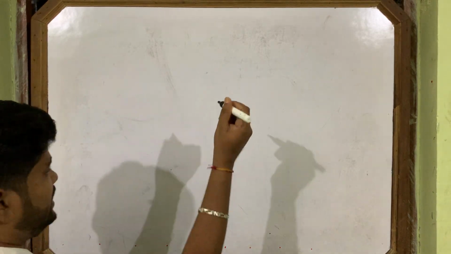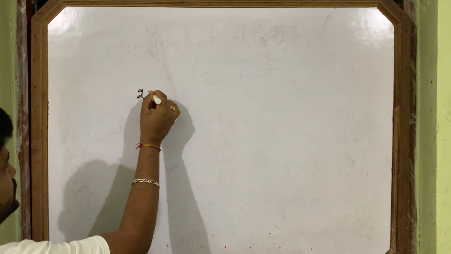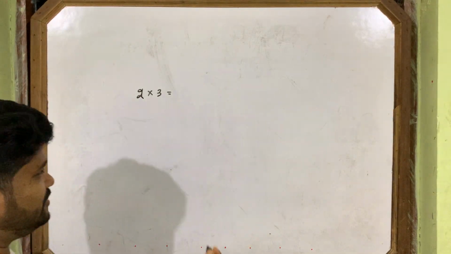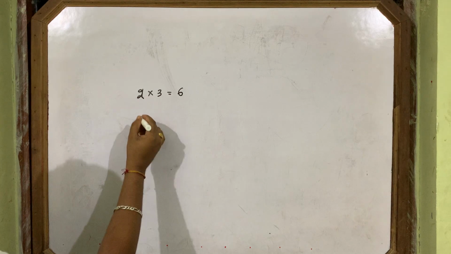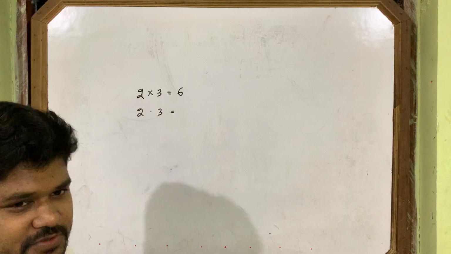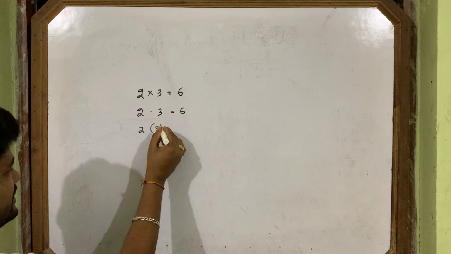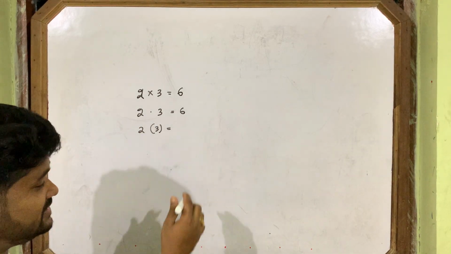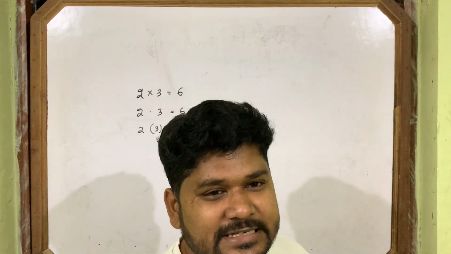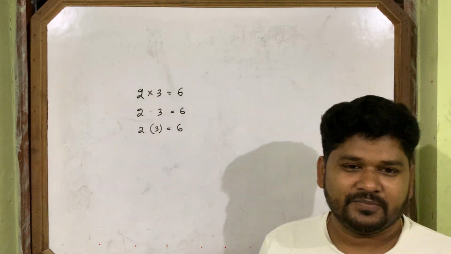Before that, I want to ask you some questions. Suppose 2 into 3 is equal to what? Okay, your answer is coming 6. If I take 2 into 3, then what's your answer? 6. 2 into 3. What's your answer? 6. So in all cases your answers are coming 6.